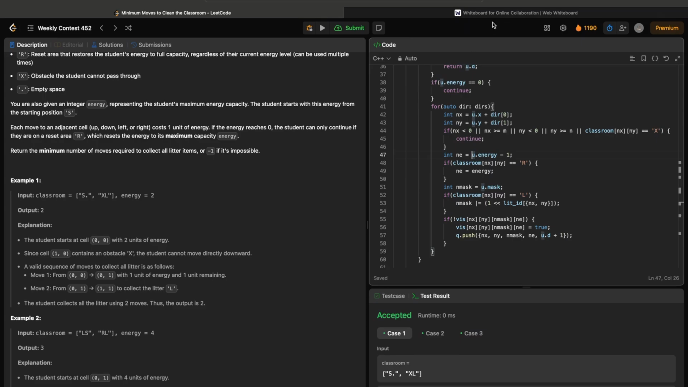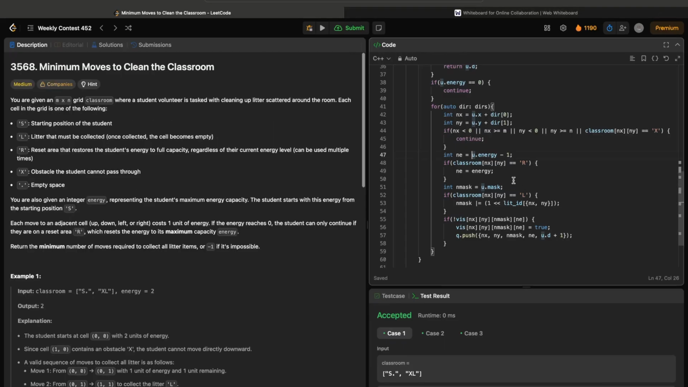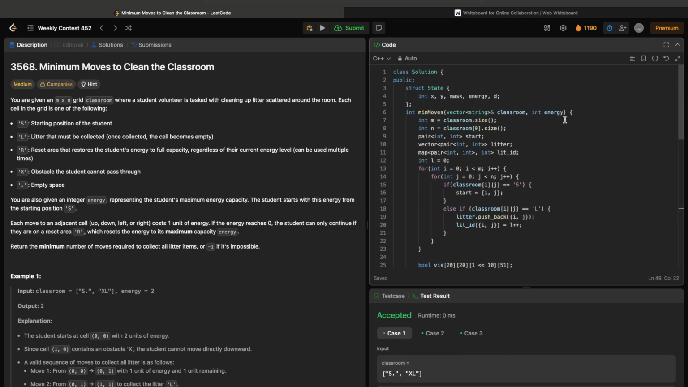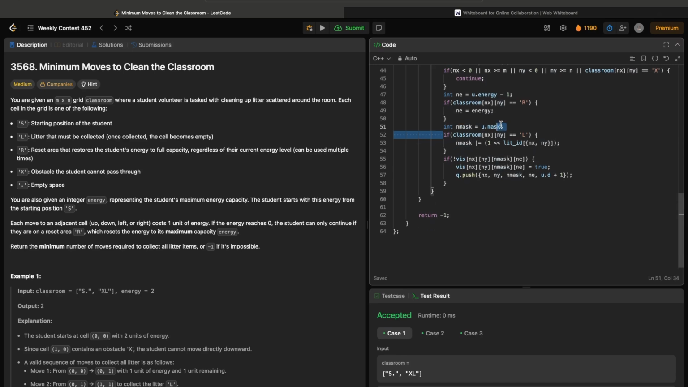But as I have mentioned here, let's say you are moving to this cell, let's say R. You have decremented your energy, but this is the R, so your energy becomes the same as the energy at the starting point. And you have your bit mask. And if let's say you got the liter, you will mark that particular grid value, like the indexes you have stored in your bit mask.